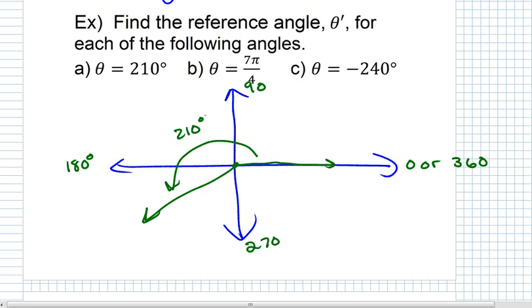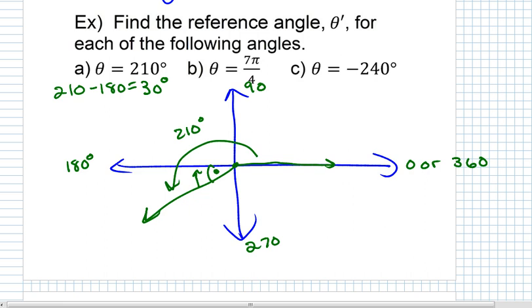Now, our reference angle, remember, is between the terminal side and the x-axis. So this would be our reference angle here. And our reference angle for 210, we take 210 and we would subtract 180. So 210 minus 180 equals 30 degrees. And that is our reference angle for a 210 degree angle. That would be this angle right in here.